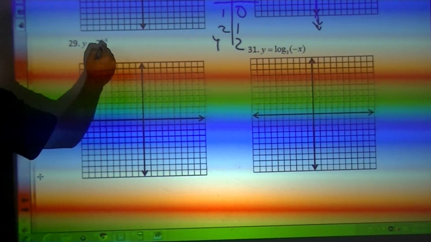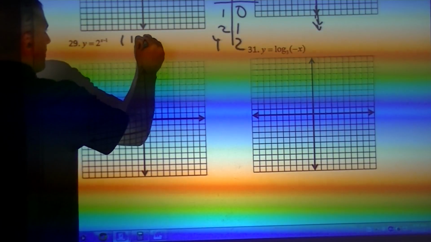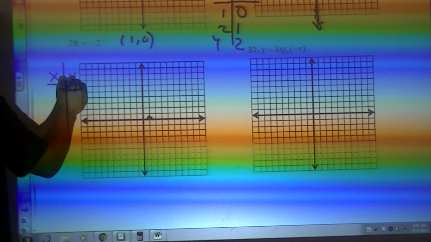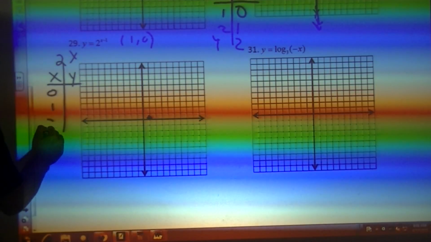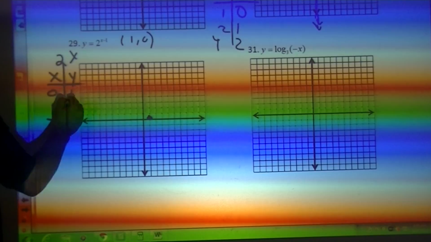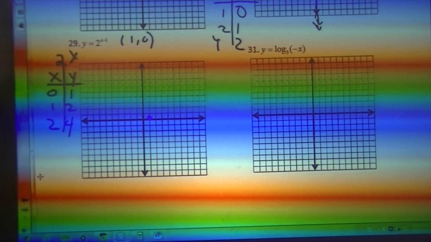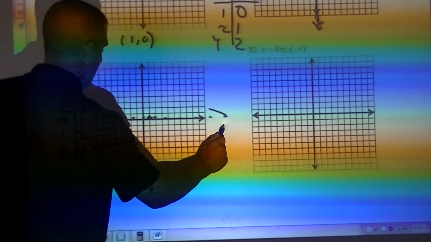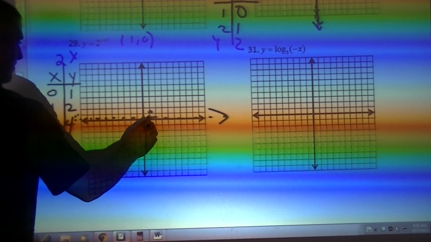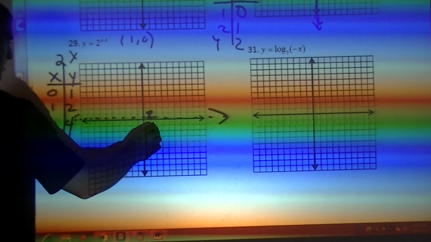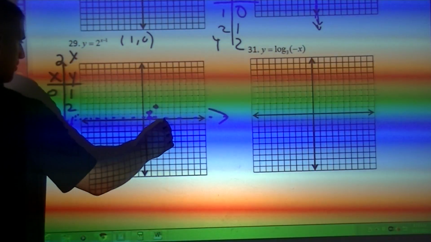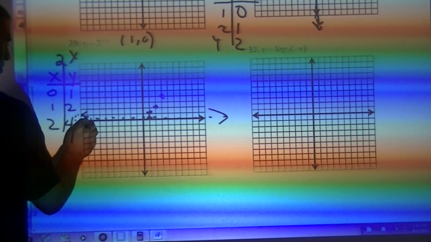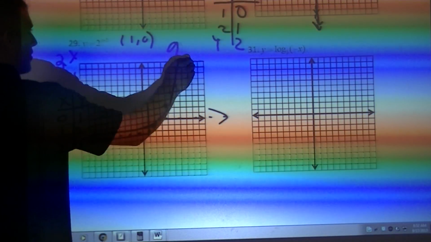Now, my anchor point has just changed for this. It's going to be 1, 0. So I'd be right here. I'm still going to use 0, 1, and 2. It's going to be 1, 2 to the first is 2, 2 squared is 4. I am going to put an asymptote through that. 0, 1, 1, 2, 2, 4. 2 over, 4 up. It approaches that line, and goes vertical through that.